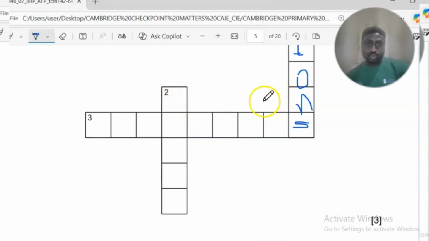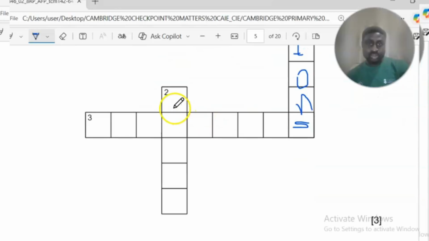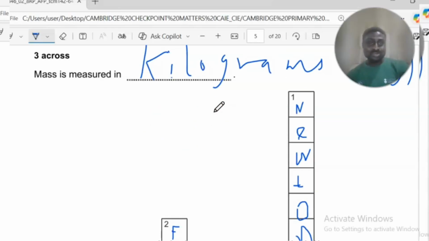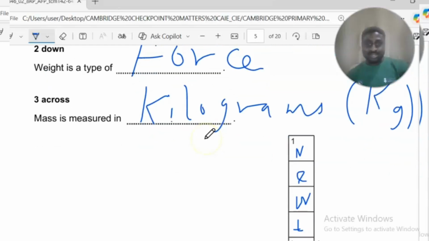Then number 2 down or vertically is the word force. So write the letter F here. F, O, R, C and E. Remember when we used to do puzzles growing up? We were trying to look for the missing words. We were trying to rack our brains in order to get the puzzle grids filled up. And once you're done and you got it correctly, then you're happy.